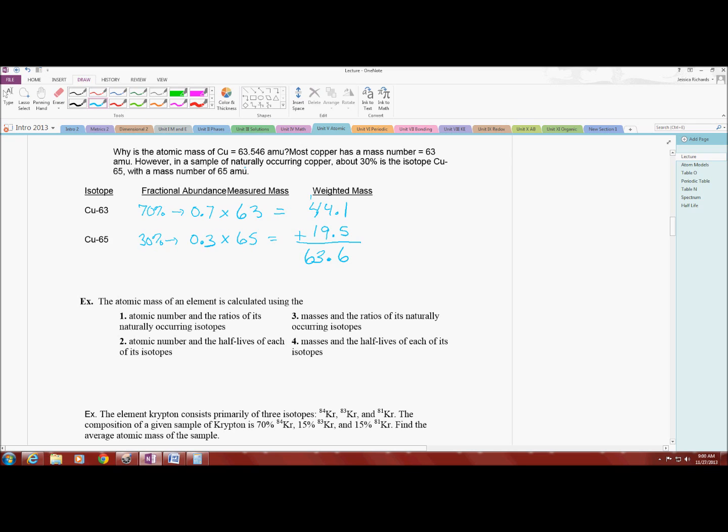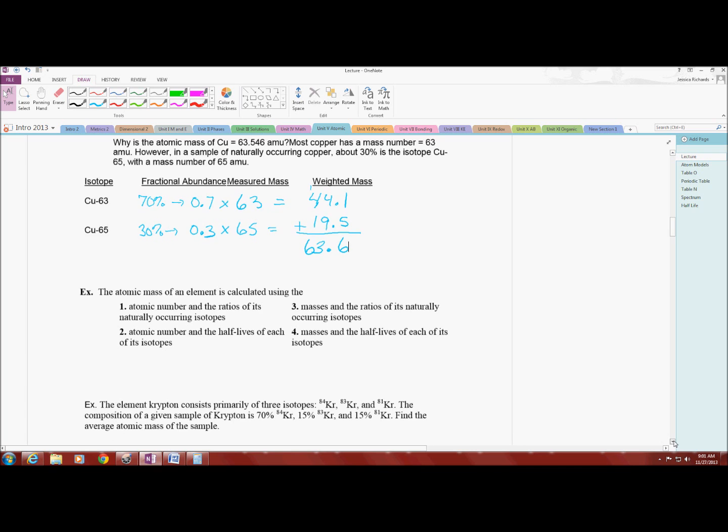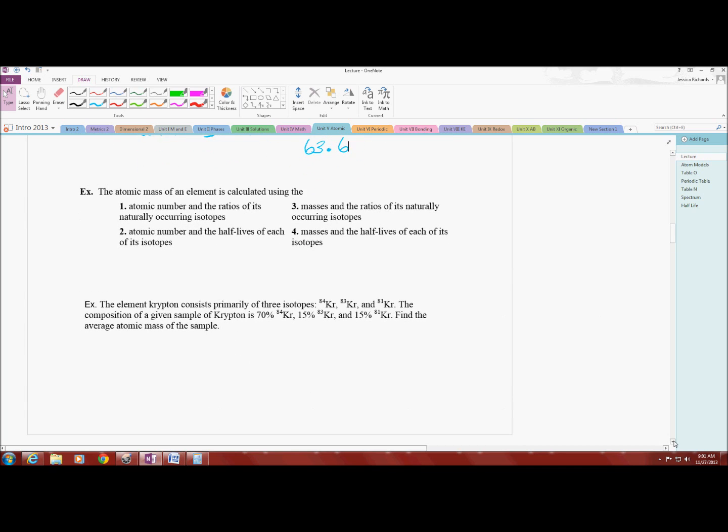On the periodic table, of course, they're not doing this simple of an example. They use much more accurate percentages for a lot of different samples out there and put them all together. But that's basically how it works: weighted average of the naturally occurring isotopes. So let's look at a couple of practice problems, and then we'll wrap this up for today.